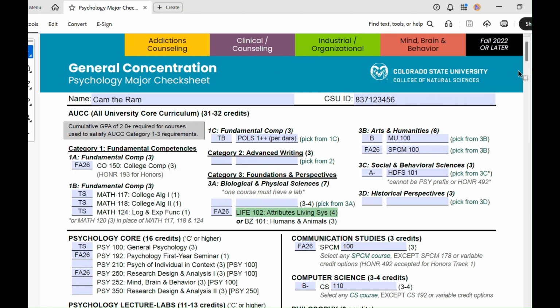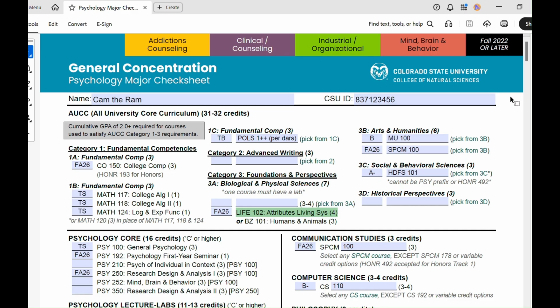Welcome. Today we will be covering the General Concentration Psychology Major Curriculum Checksheet. Before we begin, I want to highlight all 5 psychology concentrations. There is the General Concentration, Addiction Counseling, Clinical Counseling, Industrial Organizational, and Mind, Brain, and Behavior concentration.